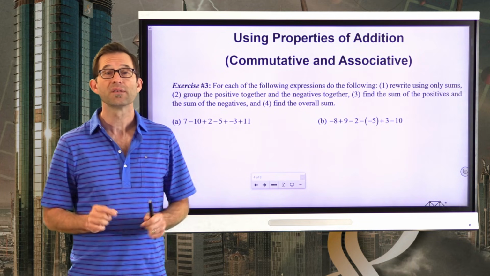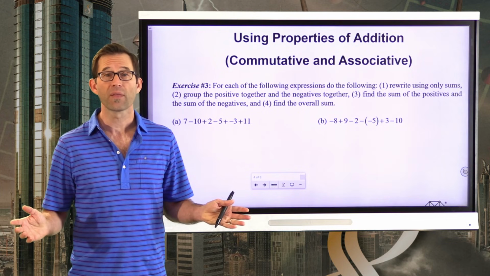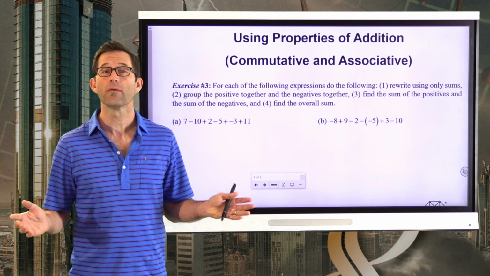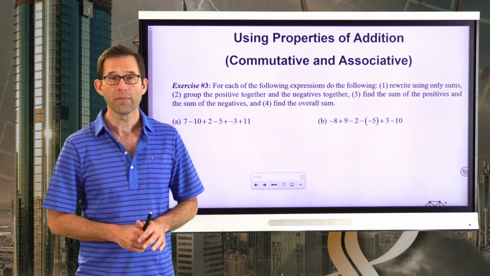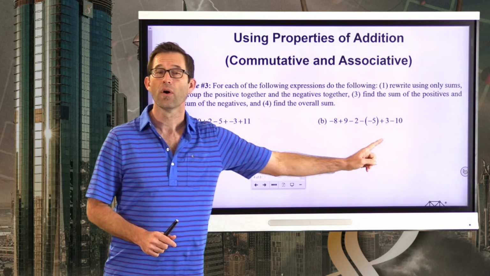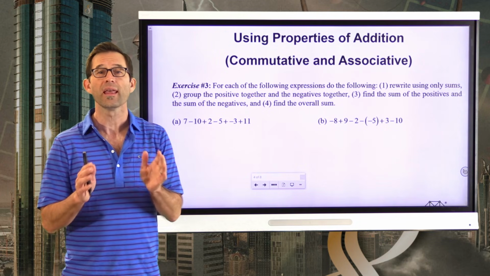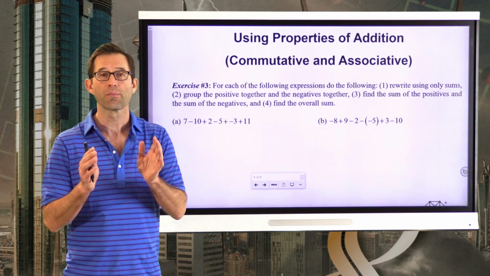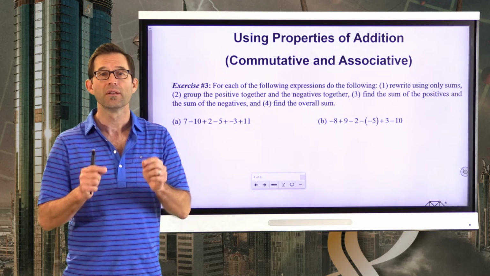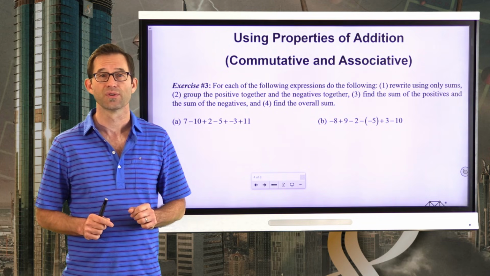Associative property says that if I'm adding 3 or more numbers together, I can pick the two that I want to add together first. Now that's extremely helpful when we have a lengthy calculation like this that involves signed numbers, it involves addition, it involves subtraction. It's nice to then be able to use the properties of addition to be able to think about these sums and differences. So let's take a look at exercise number 3.